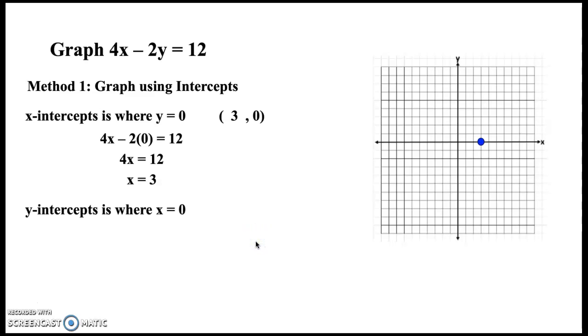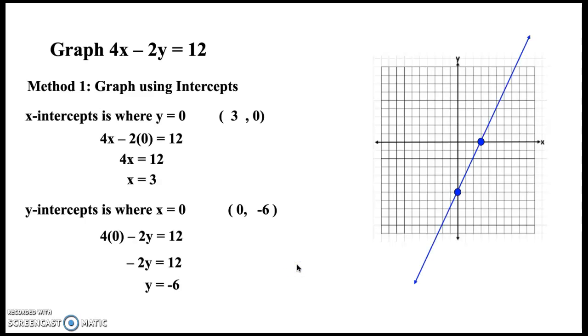Now let's go on to the y-intercept. What's always true of the y-intercept? Yeah, x equals 0. So I'm going to plug 0 in for x in the equation, and my x term drops out. I'm left with negative 2y equals 12. Divide both sides by negative 2, and y equals negative 6. Now we can graph our y-intercept and connect both of those points with a line. Okay, that's pretty easy.